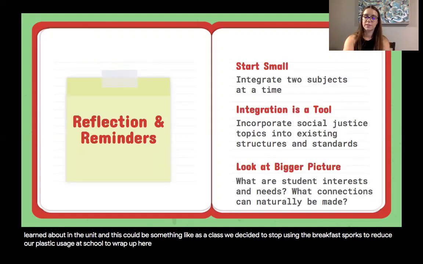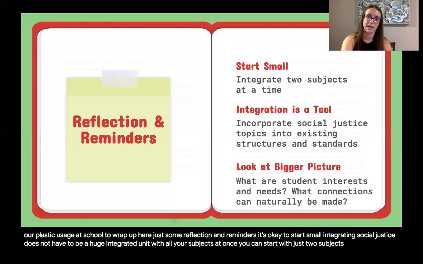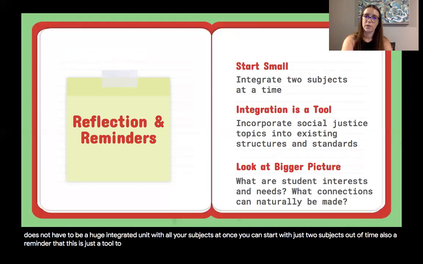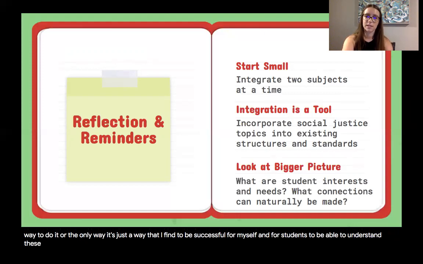To wrap up, here are just some reflections and reminders. It's okay to start small. Integrating social justice does not have to be a huge integrated unit with all your subjects at once. You can start with just 2 subjects at a time. Also, a reminder that this is just a tool to incorporate social justice topics into your existing structures and standards. It's not the best way to do it or the only way. It's just a way that I find to be successful for myself and for students to be able to understand these topics and engage in them in really meaningful ways.